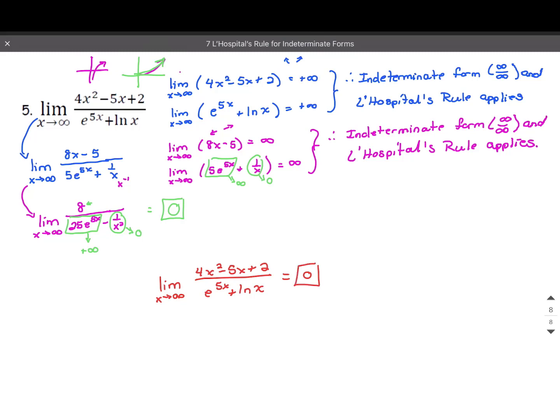All right, guys, that's L'Hopital's rule. So remember, L'Hopital's rule works when you have an indeterminate form, 0 over 0, or infinity over infinity. You have to show that the limit of the top and the limit of the bottom are both 0, or that they're both infinity. Then it's the limit of, you take the derivative of the top over the derivative of the bottom.